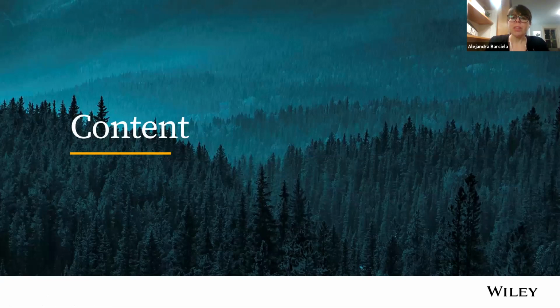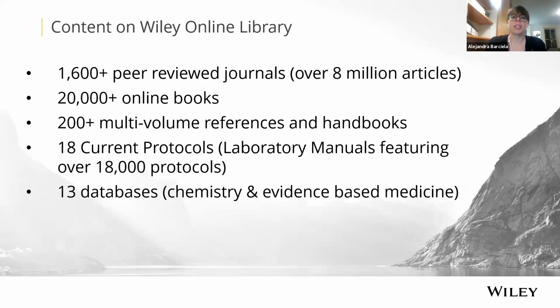All right, so what type of content can you find in Wiley? Actually, in the Wiley Online Library, pardon me. Within the Wiley Online Library, we have a universe of content that is made of over 1,600 journals. And those 1,600 journals actually represent over 8 million articles. That's a lot of scientific content, right? There are also over 20,000 online books, pardon me, over 200 multi-volume references. That's pretty much online encyclopedias. And then we also have other databases and current protocols. So that's the whole scope or universe of the content that Wiley has.